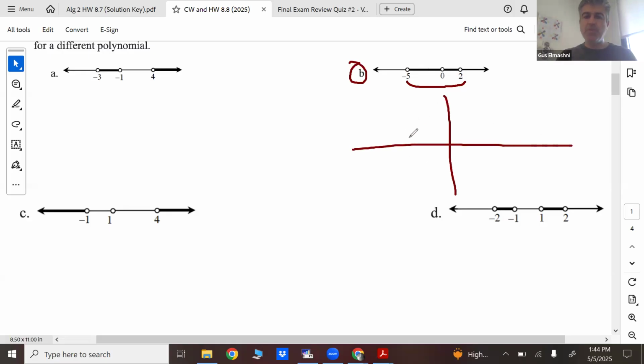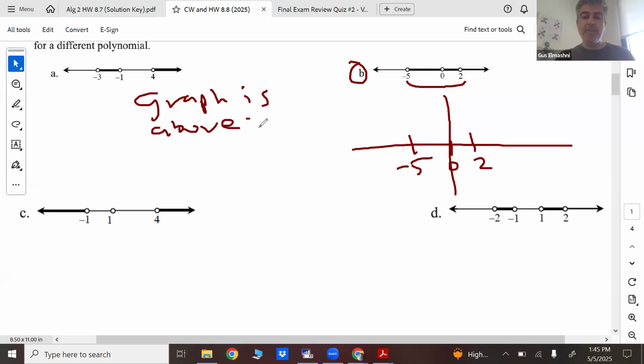I'll show you why. You'll see why. And this will be the aha drum roll moment, if you want to call it that. -5, 0, and 2. Okay, so clearly the graph, according to part B, is above the x-axis from -5 to 0 and from 0 to 2. Kind of sounds redundant because 0's already included, right?